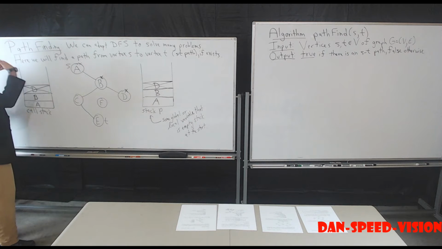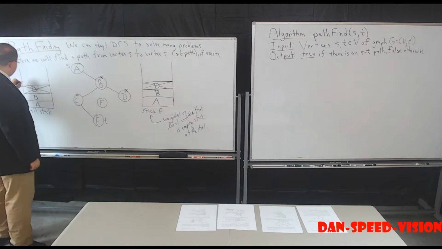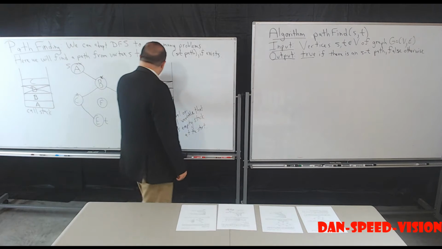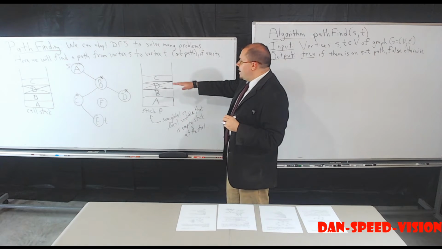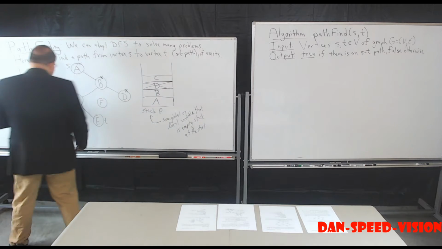Then I consider another incident edge of an unmarked vertex, which is C. So I go to C. I mark it. And then I'm going to push C onto the stack, P. And then I consider incident edges again. I only have one that isn't marked, right? So what am I going to do?